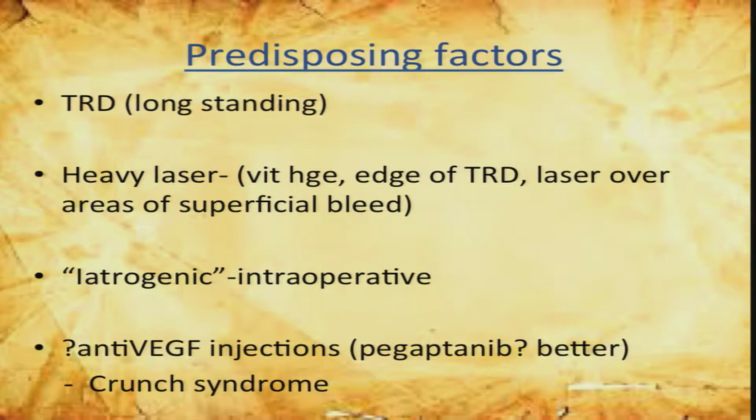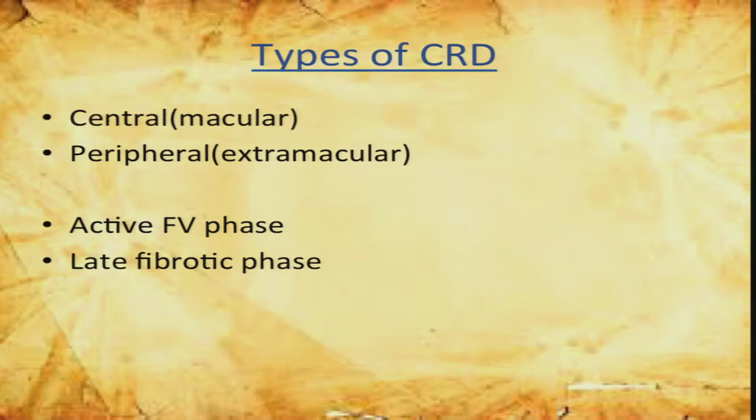Or it can develop after anti-VEGF injections also, as has been reported in some cases, particularly with the use of bevacizumab, because it blocks all isoforms of VEGF. Of course, I have no experience with pegaptanib, but because pegaptanib only acts on the VEGF A165 isoform, it's thought to be not so much predisposed to preretinal fibrosis. And that has been called the crunch syndrome. We'll talk about that in a minute.